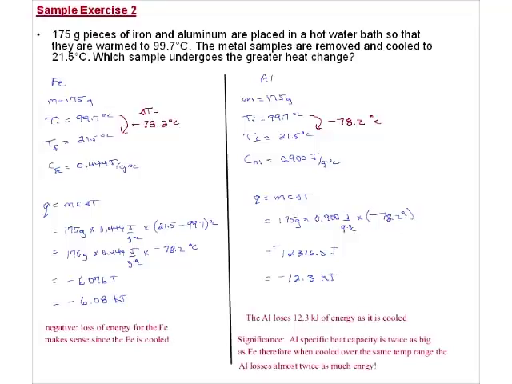And the significance of this: aluminum was holding twice as much energy because its heat capacity was twice as big. So cooling it over the same temperature range means aluminum is going to release a lot more energy because it has a higher heat capacity. And this goes right back to that question of heat capacity. The higher the heat capacity, the more heat it's able to hold.